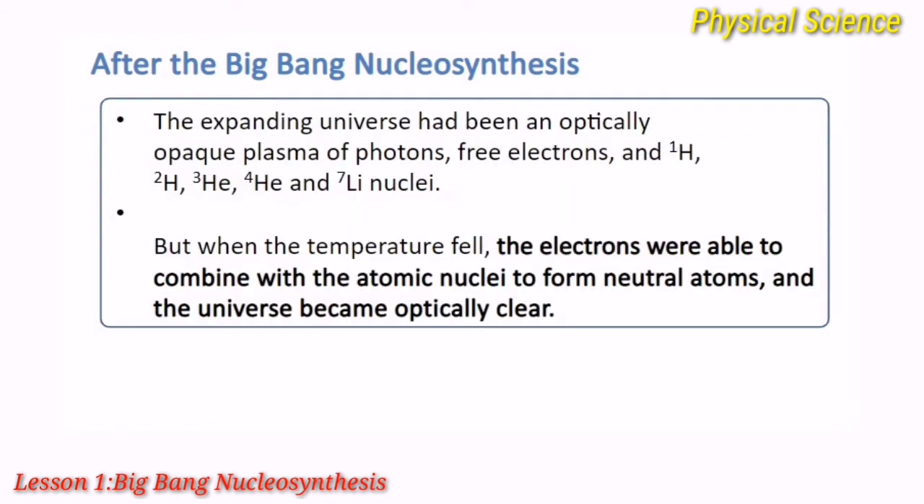The expanding universe had been an optically opaque plasma of photons, free electrons, and primitive elements. The universe became optically clear when neutral atoms were formed through the combination of electrons with atomic nuclei.